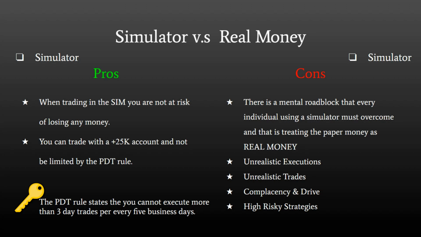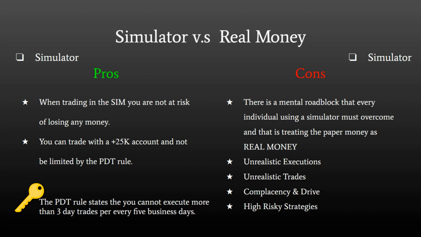That's the first thing. The second thing is that you can trade with an account that's over $25,000 and not be limited by the PDT rule. If you're not familiar with the PDT rule, this is a rule that was put into place in 2001 by the SEC, the Securities and Exchange Commission, that says you cannot execute more than 3 day trades per every 5 business days. If you remember, in the slide from a few slides ago, a day trade is when you buy and sell a stock within the same day.